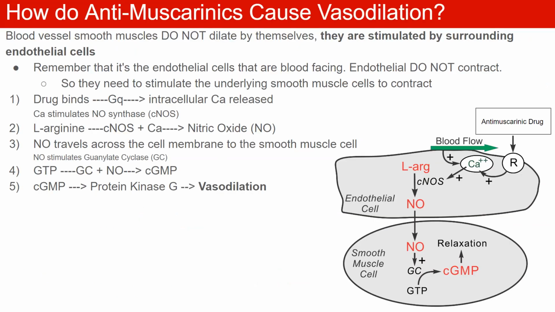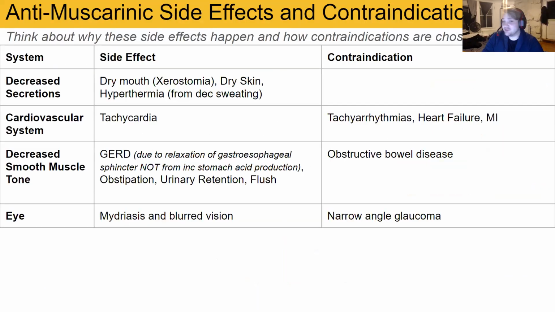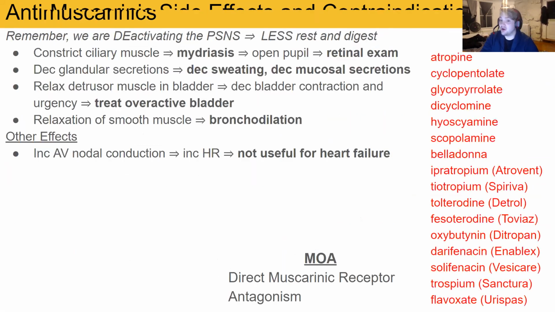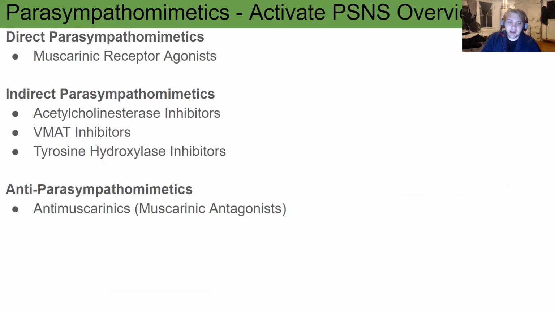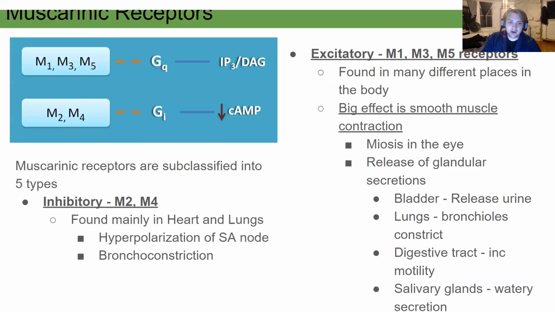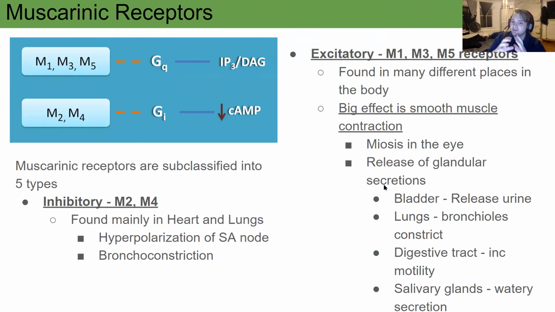The question is, why doesn't GS show up? And the short answer is just how Mother Nature wanted it to happen. But if we think about what the effects are, we want muscle contraction to cause the glands to excrete their products, right? Because we don't want the glands to really produce more of something. We just want them to have an easier time releasing it. And so this is why it's a GQ coupled receptor, because we want that muscle contraction.